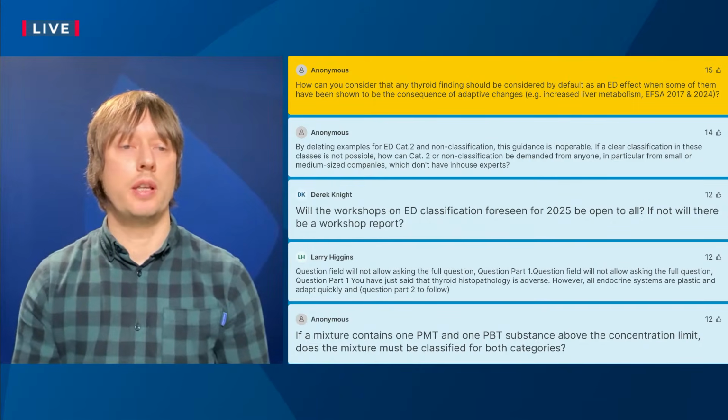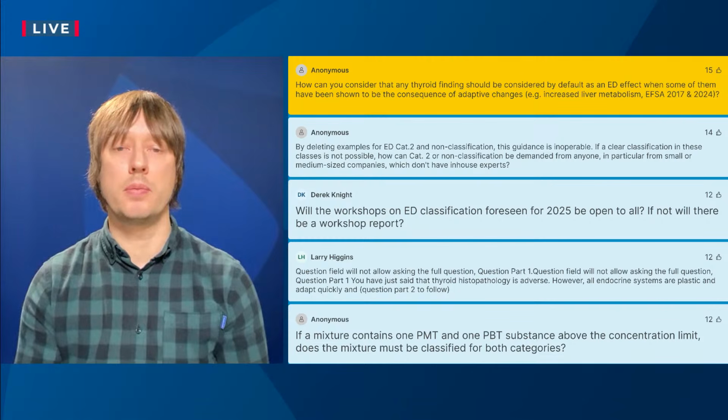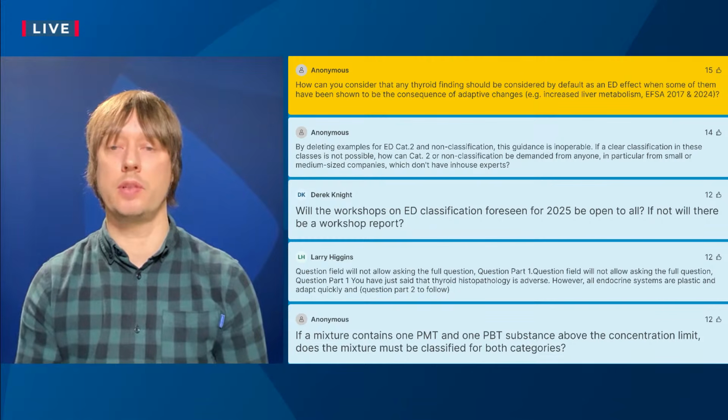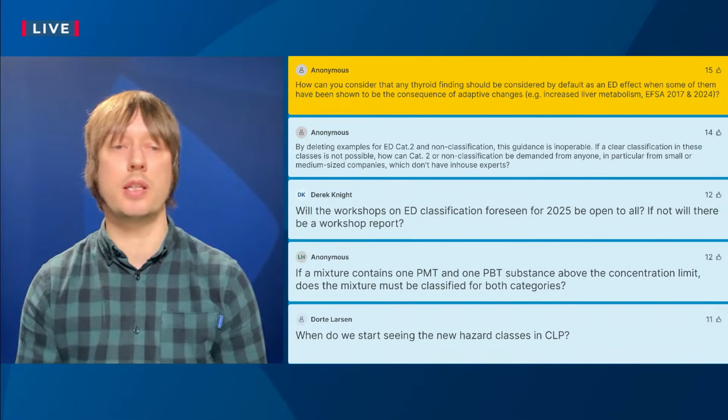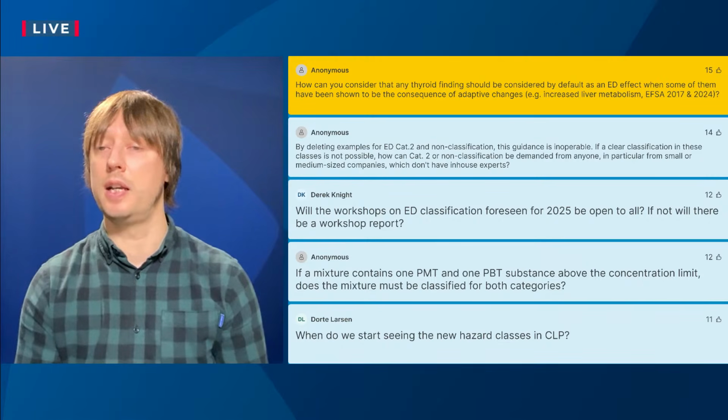So the next question then. How can you consider that any thyroid findings should be considered by default as an ED effect when some of them have been shown to be the consequence of adaptive changes, e.g. increased liver metabolism, as referenced in an EFSA document? Nicholas, this one's for you.